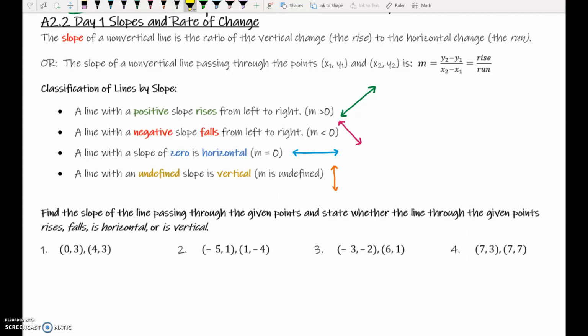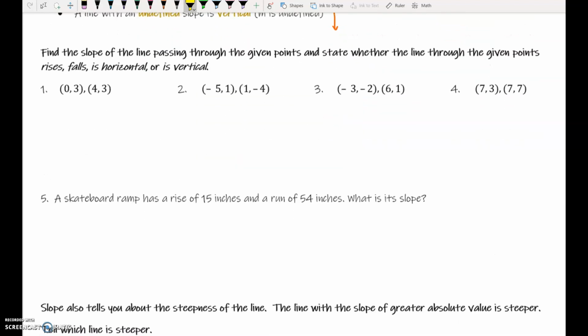The formula for slope is y2 minus y1 over x2 minus x1. The change in the y's over the change in the x's. The order that you pick for x1, y1, x2, y2 does not matter as long as you do the same order every time.